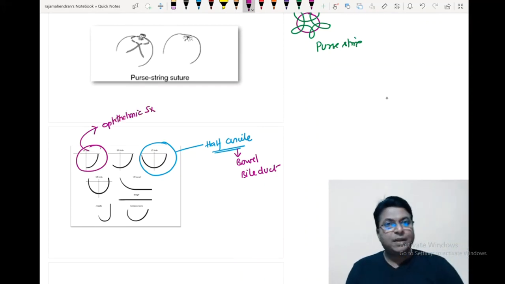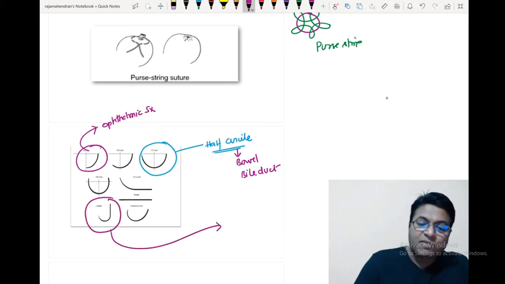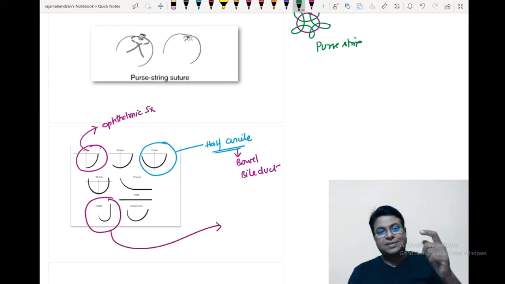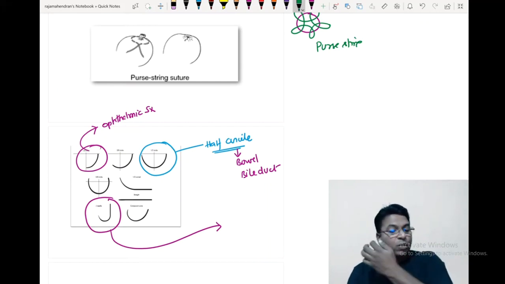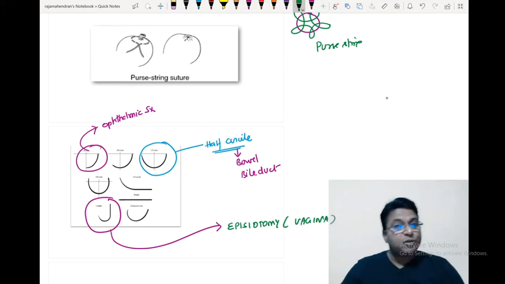Ophthalmic surgeries. So one more question you can get in exam is this J-shaped needle. Can you tell me where this J-shaped needle is used? Quarter circle needle for ophthalmic, half circle for others, and this J-shaped needle is used for episiotomy closures or for vaginal operations.